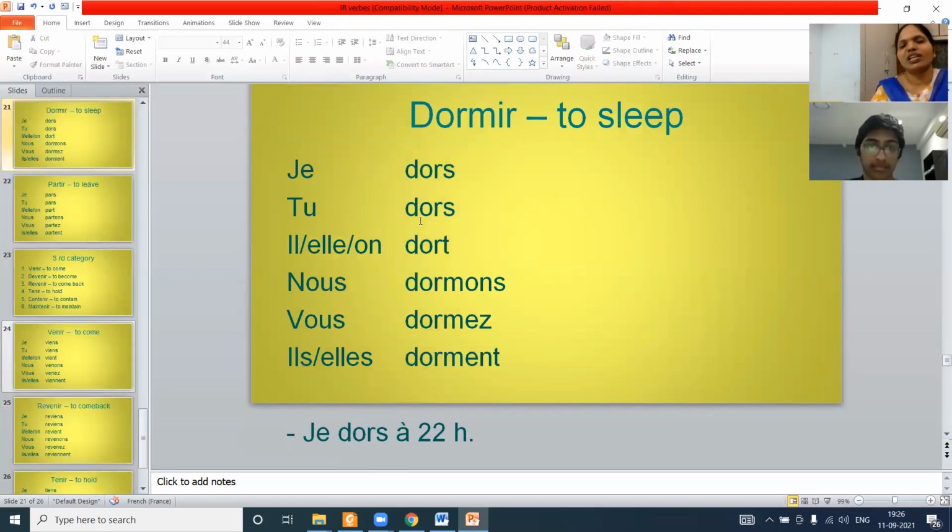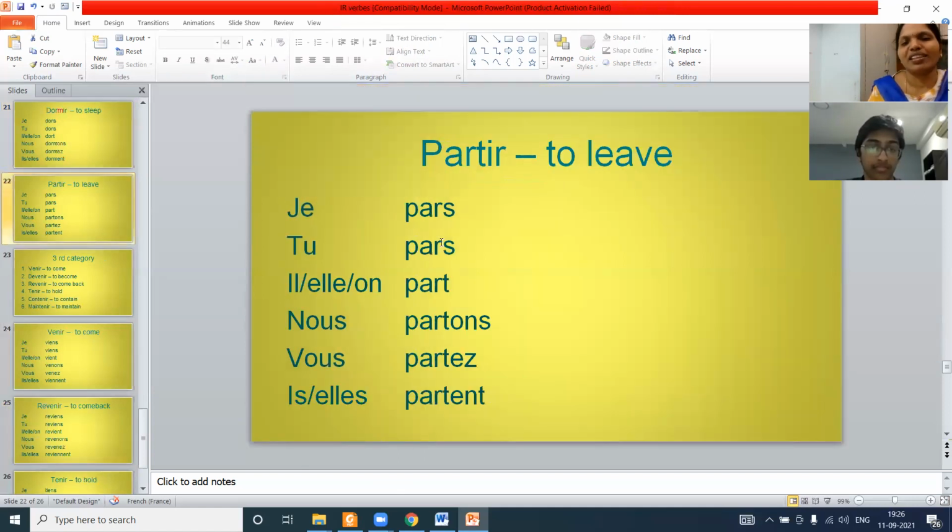Dormir is also seen. Je dors, tu dors, il/elle/on dort, nous dormons, vous dormez, ils dorment. Here also we need to remove the M in the singular forms. See, je dors à vingt-deux heures: I'm sleeping at 22 hours. And partir, to leave: je pars, tu pars, il/elle part, nous partons, vous partez, ils partent, elles partent.